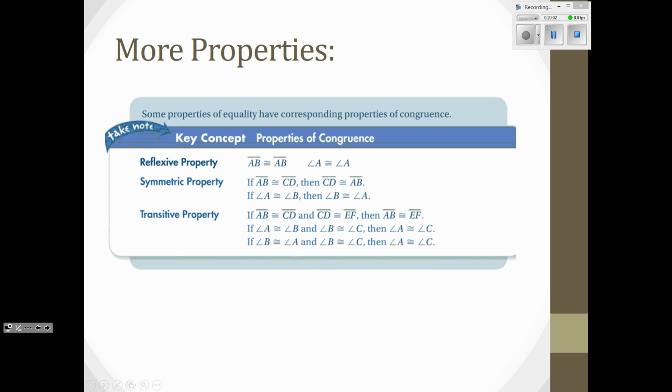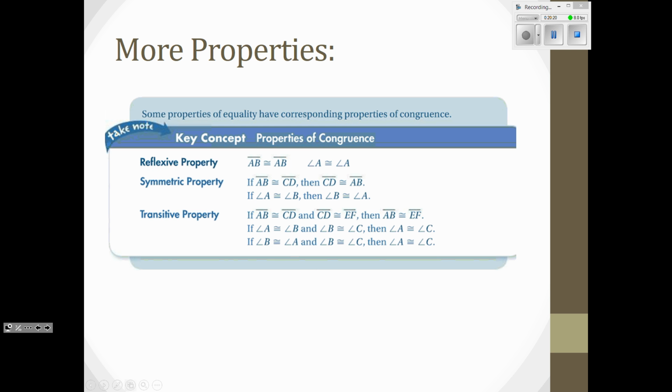All right, a couple of properties of congruence to talk about. These are not new, but they are different. Before, we said they were the properties of equality. These are properties of congruence. They should be separately written on your paper someplace.